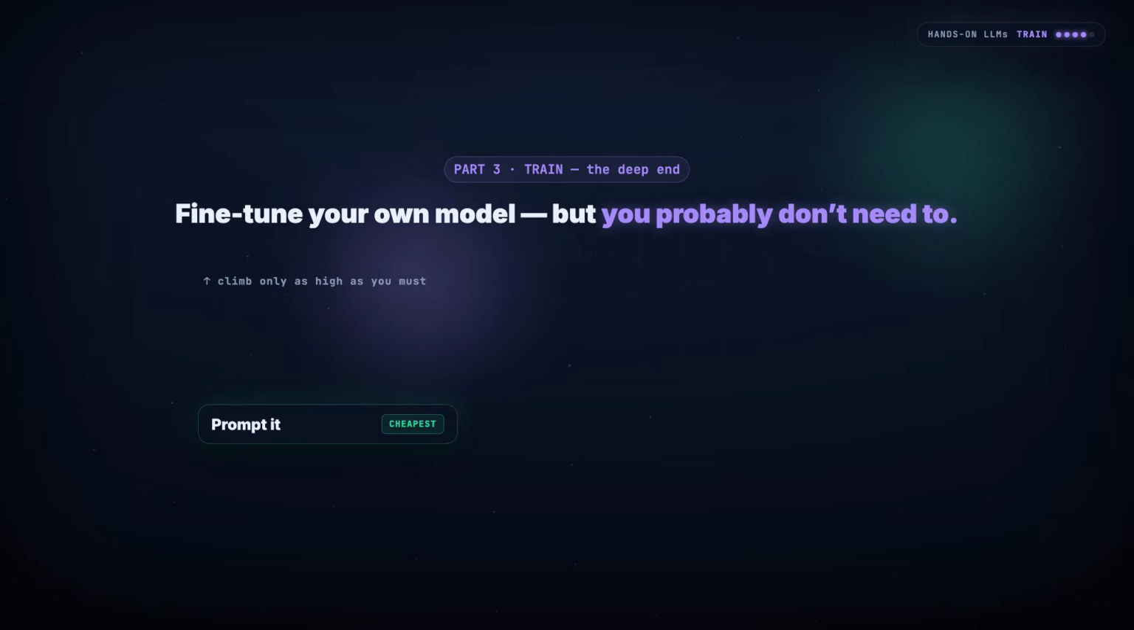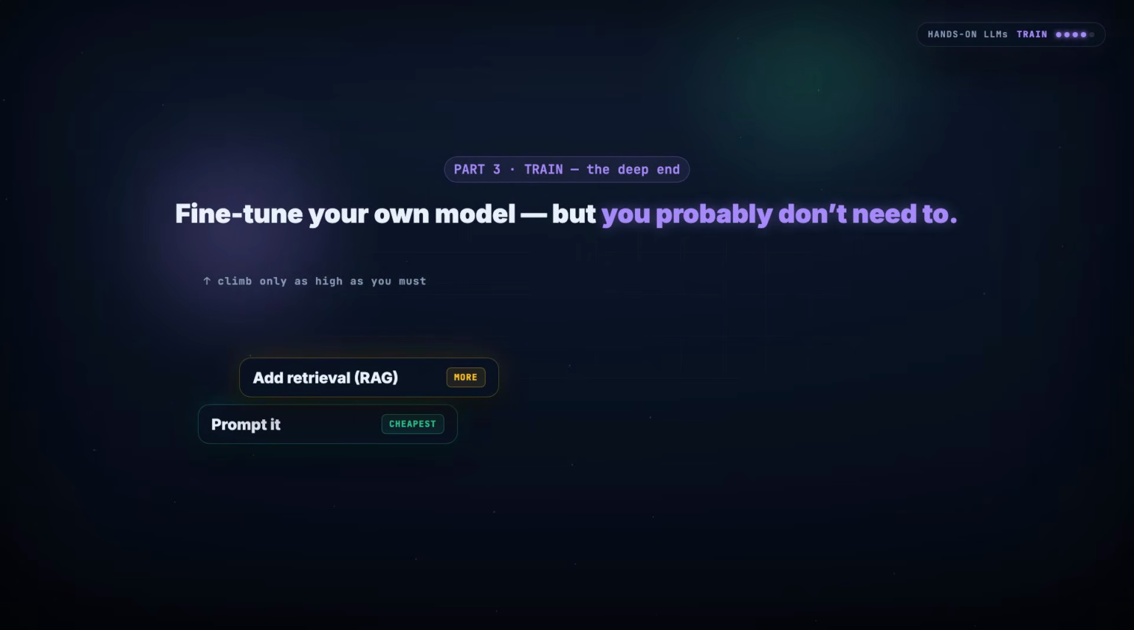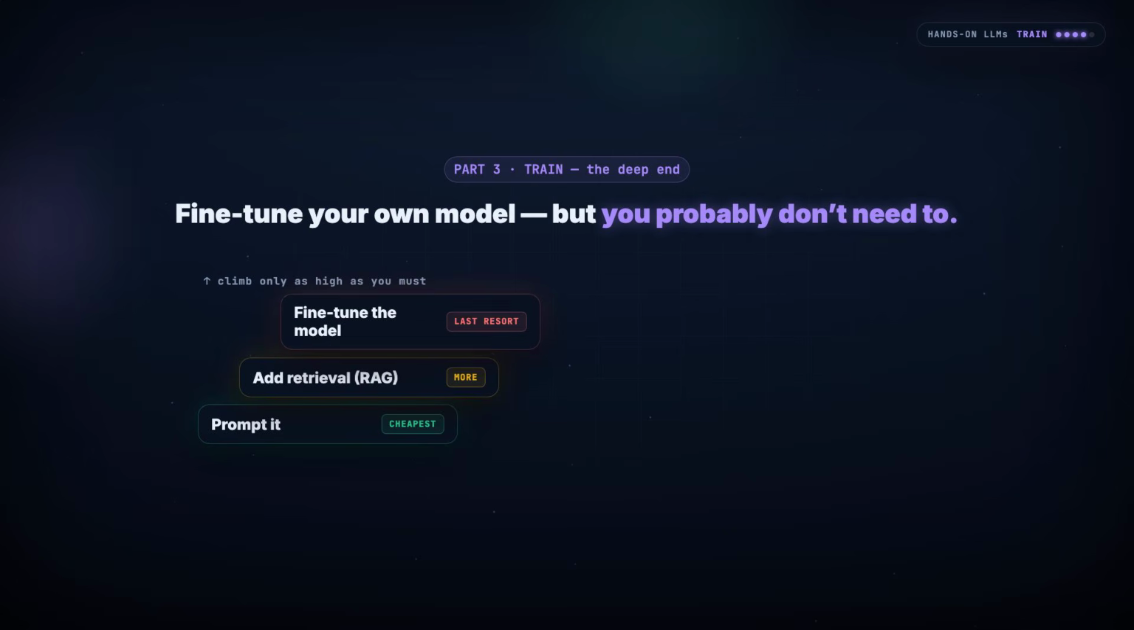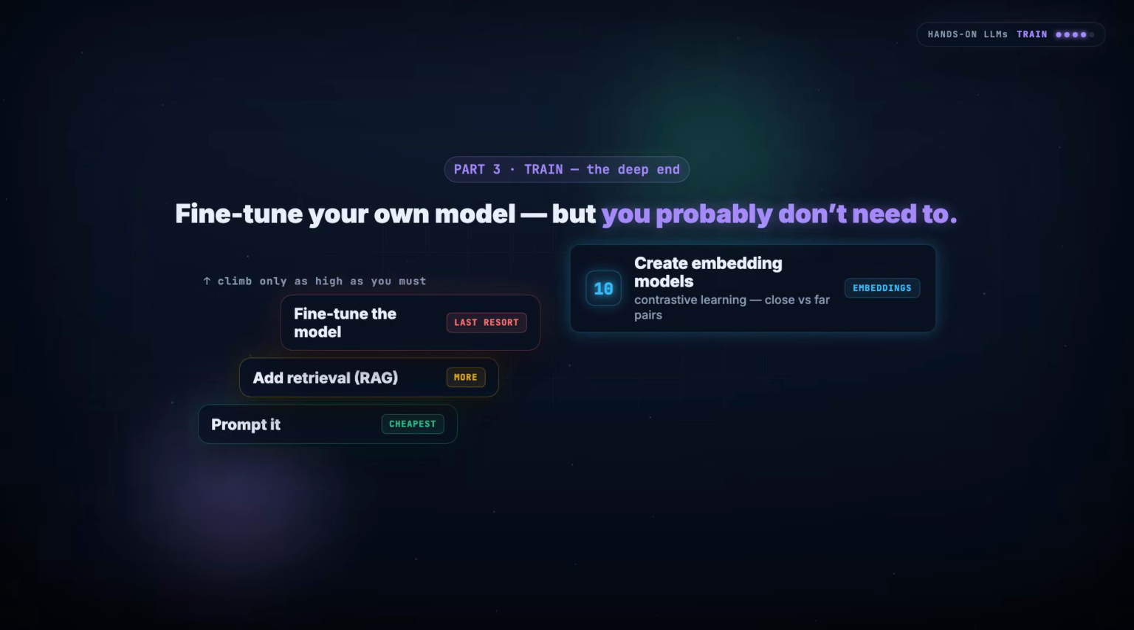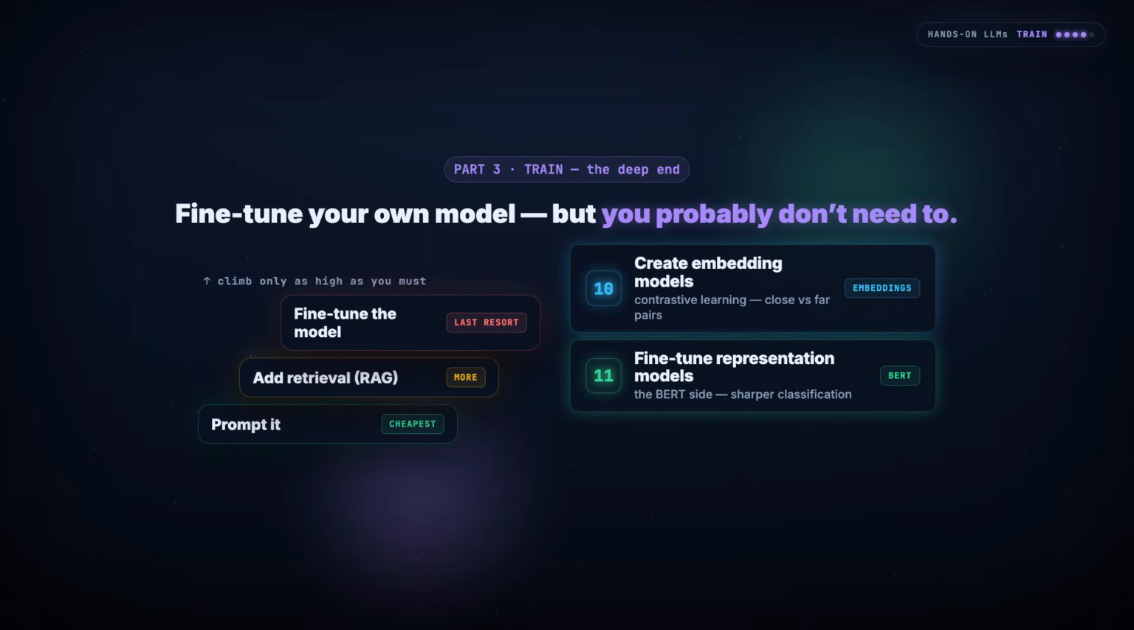And here the book makes a point I wish more people understood. You probably don't need to do this. Most problems are already solved by prompting and RAG from the chapters before. But when you do need it, this is the most powerful lever you have.